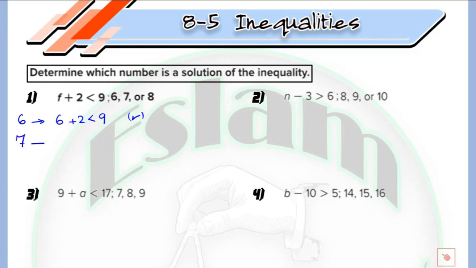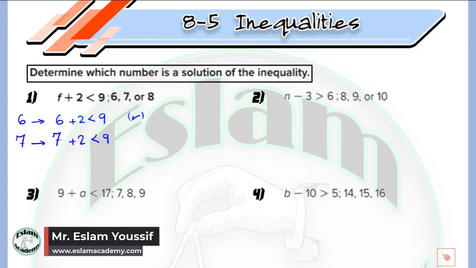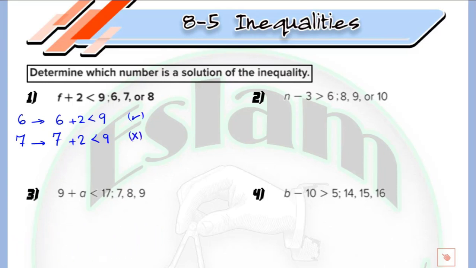Now we check for 7. Can we say that 7 plus 2 is smaller than 9? 7 plus 2 is equal to 9. 9 is not smaller than 9, so it will be wrong. It means 7 is not one of the solutions. Now we need to check for 8. 8 plus 2 is smaller than 9? 8 plus 2 is equal to 10. 10 is not less than 9, so 8 is not one of the solutions. So the only solution that we have is 6.